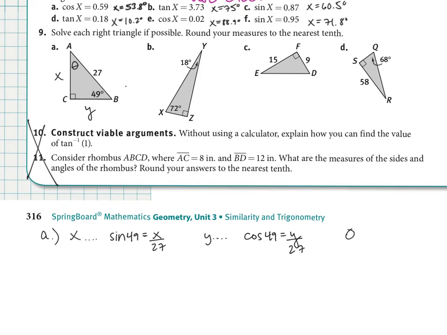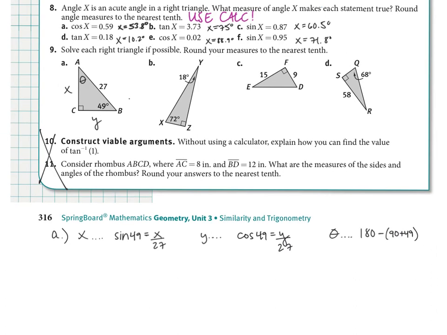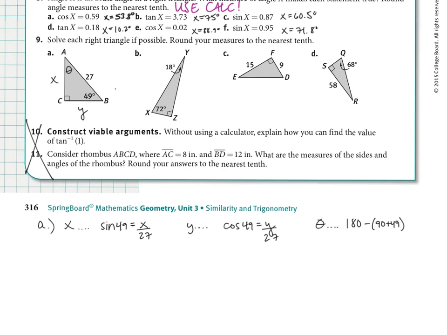And then last but not least, to solve for theta, if I solve for x and y, I could use that to help me find theta. But I'm already thinking, hey, it's 180 degrees. So can't I do 180 and then subtract out 90 plus 49 degrees? Yeah, I could totally do that. So I'm going to give you an opportunity right now. Pause the video and see if you can figure out how to solve for x, y, and theta.